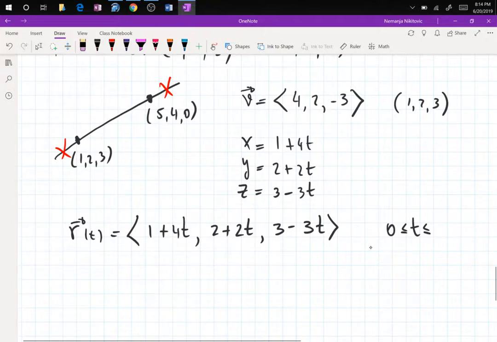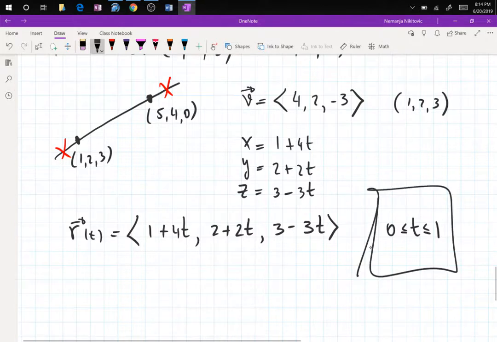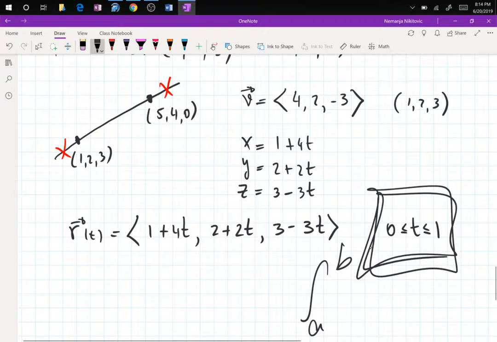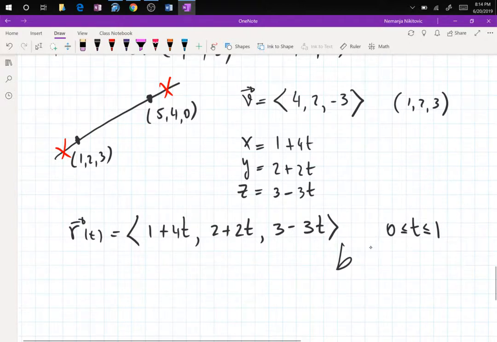Now, how do you get 5 for x? T equals 1, thank you. T equals 1 will produce the second point. Plug in t equals 1 in each one of these, you get 5, you get 4, you get 0. Bueno? You need this. You have to have this because these are your a and b limits on your integral, your 0 and 1 limits. So it's not optional, right?